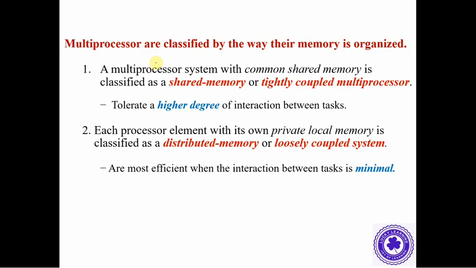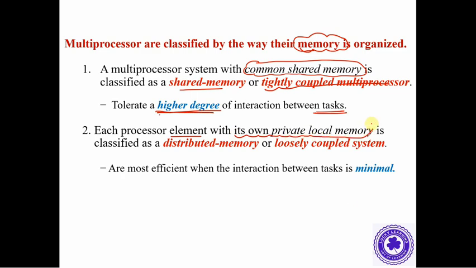Multiprocessors are classified by the way their memory is organized. A multiprocessor system with common shared memory is classified as shared memory or tightly coupled multiprocessor system. And this tightly coupled multiprocessor system tolerates a high degree of interaction between the tasks. So it means the programs that are executing concurrently have a high degree of interaction. And the second is each processor element with its own private local memory. And when it comes to the tightly coupled, we have a shared memory.